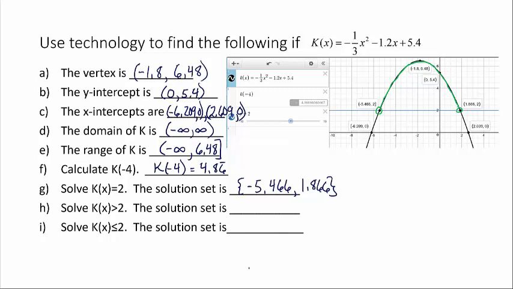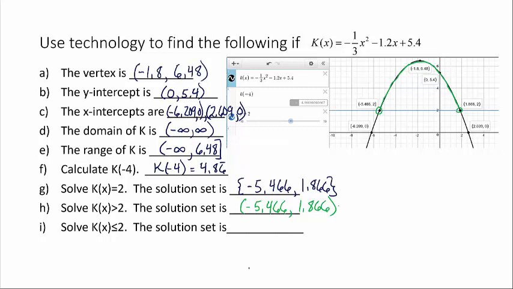So what is the domain of that green piece that I shaded? Because the domain of that includes all of the x values that make that statement true, k of x greater than 2. So I would say, well, between negative 5.466 and 1.866. Right? And that's an interval, and I'm using an open bracket interval because I have k of x strictly greater than 2.